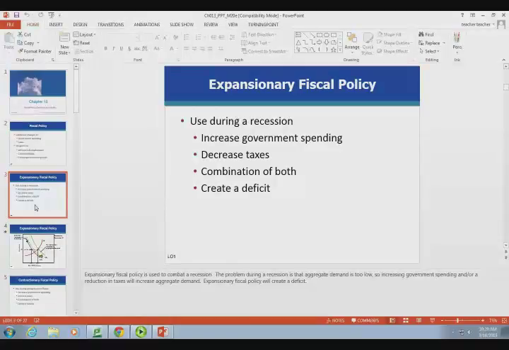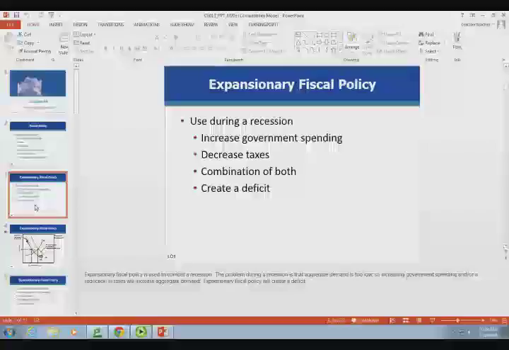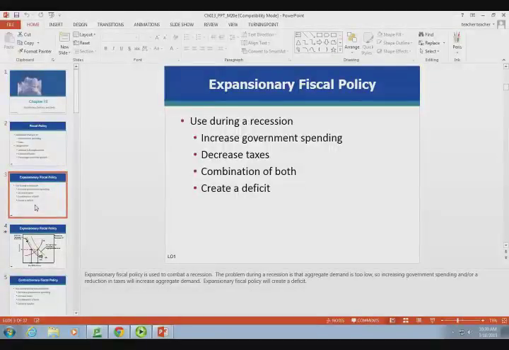What type of unemployment do we have during times of recession? Remember the types of unemployment. What type? Cyclical unemployment. Bad type of unemployment. Not that any type is good, but cyclical is really bad. So this is what will happen during expansionary.